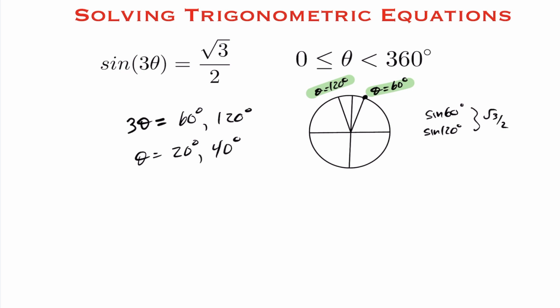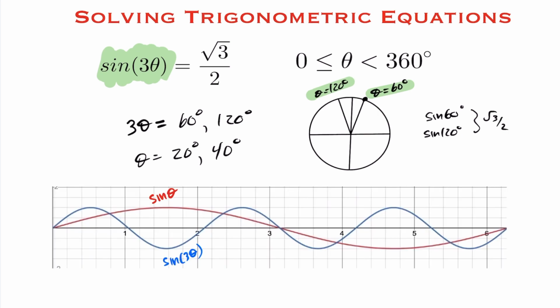Now the idea here is that we're taking our normal sine function and we're compressing that by a factor of 3. Let's take a look at a quick diagram comparing the sine of 3 theta and the sine of theta. So what I have here in red is one cycle of your sine of theta. This starts at 0 degrees, goes all the way up until we hit 360 degrees, or 2 pi.